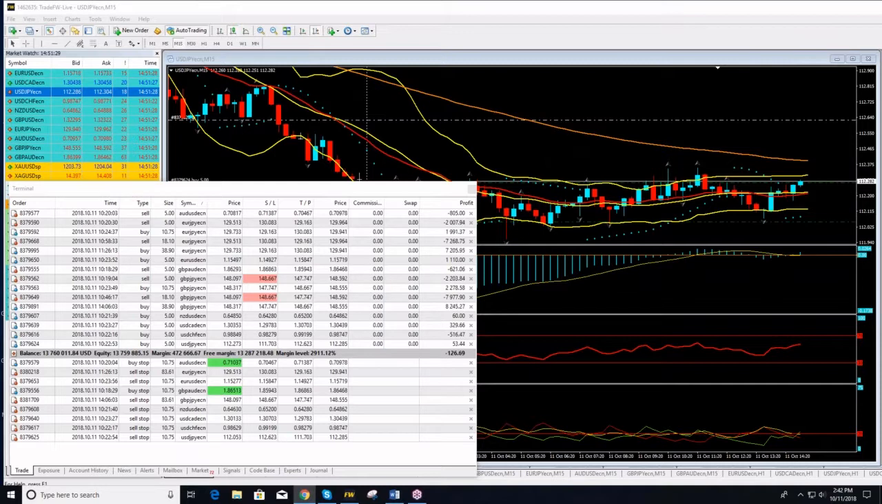Okay guys, as you can see, the trade started to develop very well. We are getting ready to hit take profits on euro yen, pound yen, and euro dollar. So stand by guys, and I believe shortly we will close our positions with profit. We are just 6 pips away from pound yen and 8 pips away from euro yen.